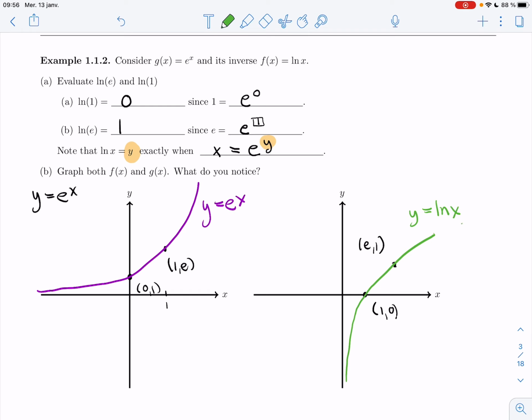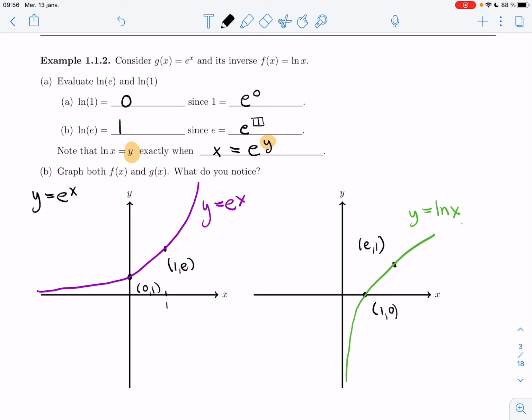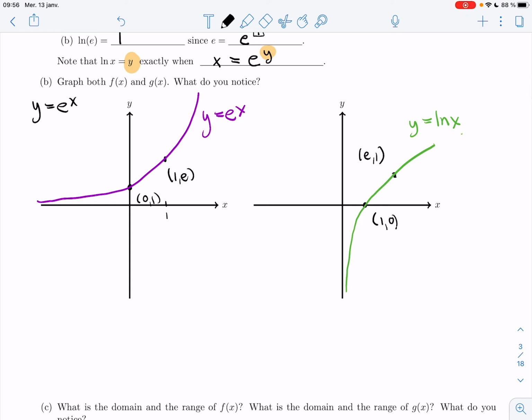All right, if you're having trouble going from one to the other, if you're having trouble seeing the reflection, ask me in class. I have a trick, but I can't do it on an iPad. I'll show you in person, all right? So again, (a, b) is on one graph. That implies that (b, a) is on the other.